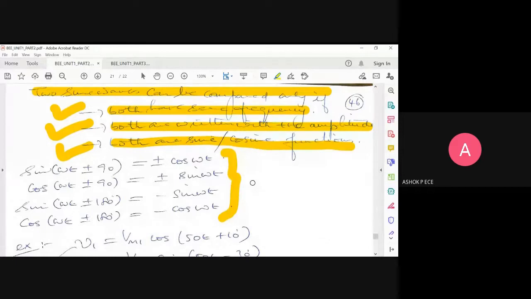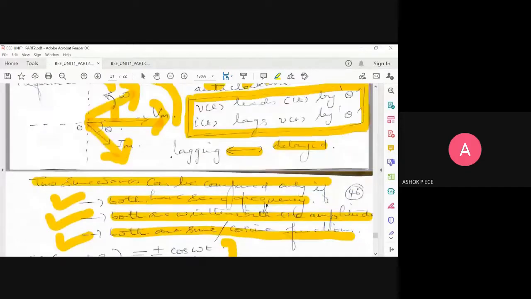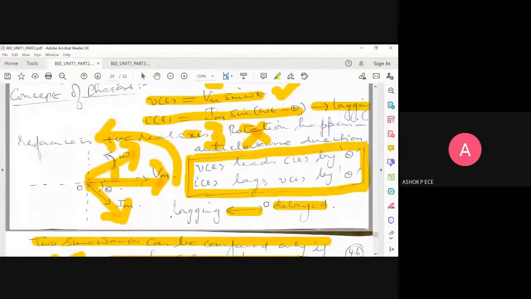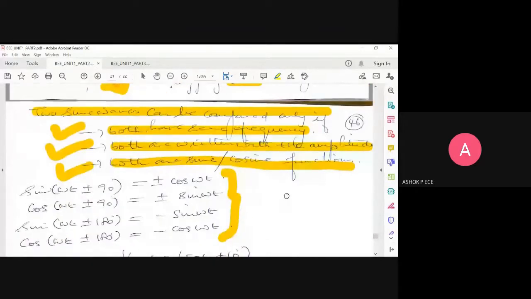Are the rules clear on how to draw the phasor diagram for two expressions? So the two expressions are given. You should not blindly mark them and draw the phasor diagram. You should analyze these conditions and only then draw the phasor diagram. Are the rules clear to everyone? Maybe if you solve some problems, it should be clear to you.